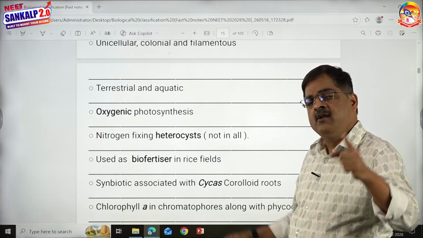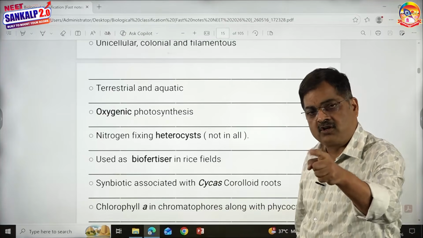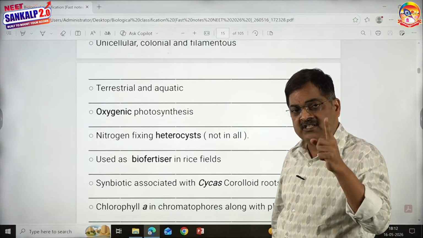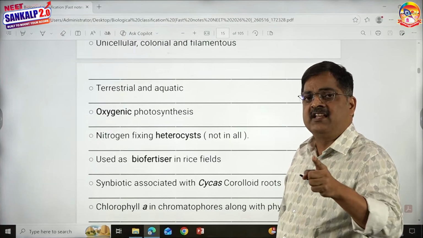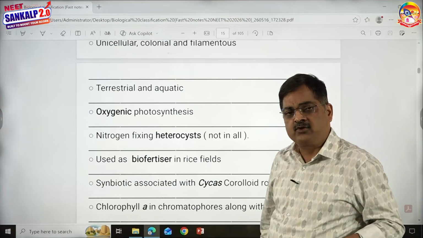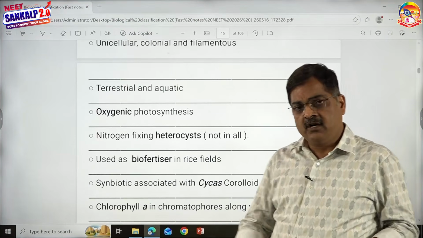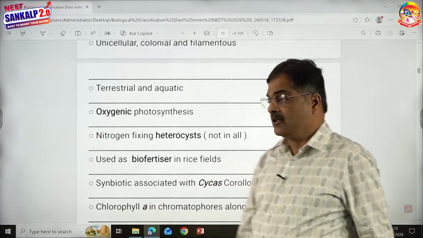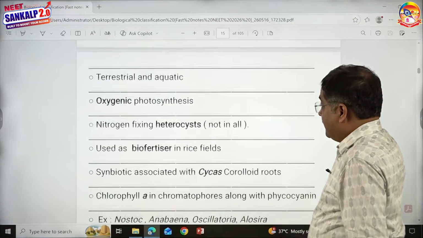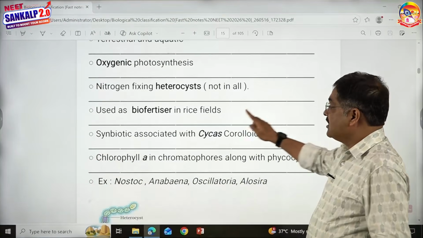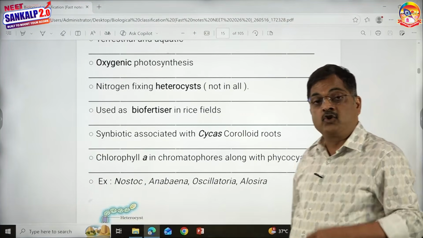Why are they thick walled? Because they act as an insulator for oxygen. Why like that? Because nitrogenase is very much sensitive to oxygen. What is nitrogenase? It's an enzyme which converts molecular nitrogen to ammonia. And is it used as biofertilizer in rice fields? Yes. In the microbes chapter you studied.